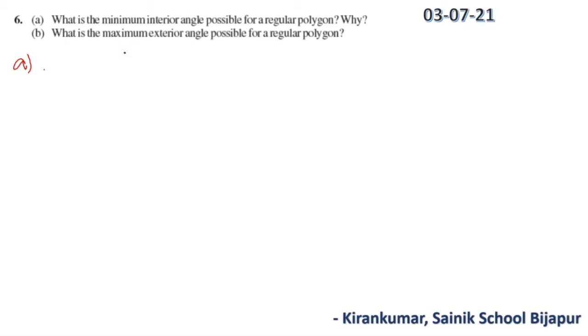Therefore, the sum of interior angles is 180 degrees. Each interior angle we can find: each interior angle will be the sum of interior angles divided by 3, which is 60 degrees. So how do we put it in words?